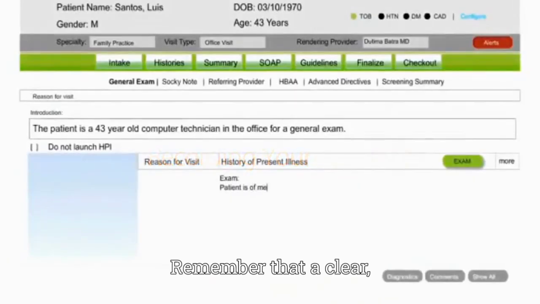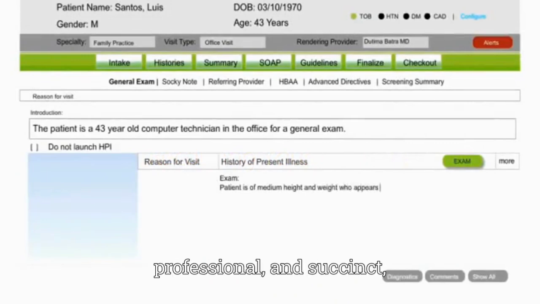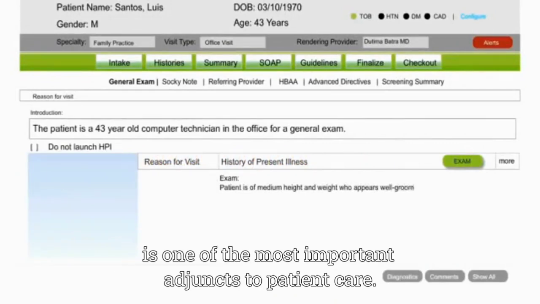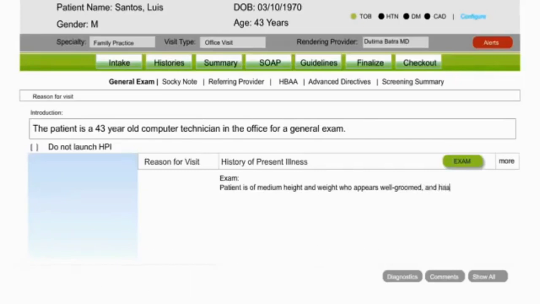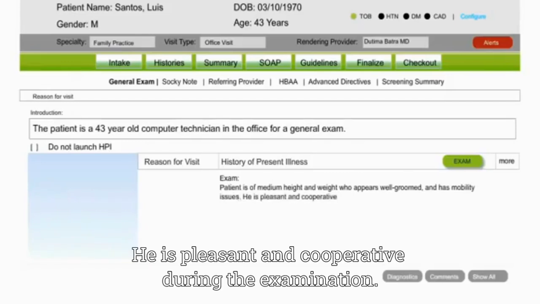Remember that a clear, well-organized clinical record, employing language that is neutral, professional, and succinct, is one of the most important adjuncts to patient care. Patient is of medium height and weight who appears well-groomed and has mobility issues. He is pleasant and cooperative during the examination.